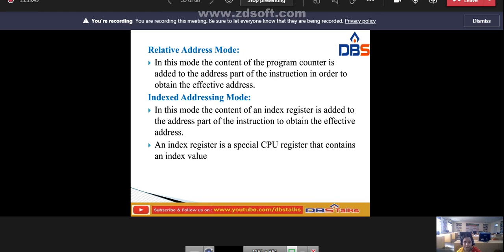Next, coming to relative address mode. In this mode the content of the program counter is added to the address part of the instruction in order to obtain the effective address. This is called relative addressing mode. Next, coming to indexed addressing mode. In this mode, the content of the index register is added to the address part of the instruction to obtain the effective address. An index register is a special CPU register that contains an index value. This is called indexed addressing mode.